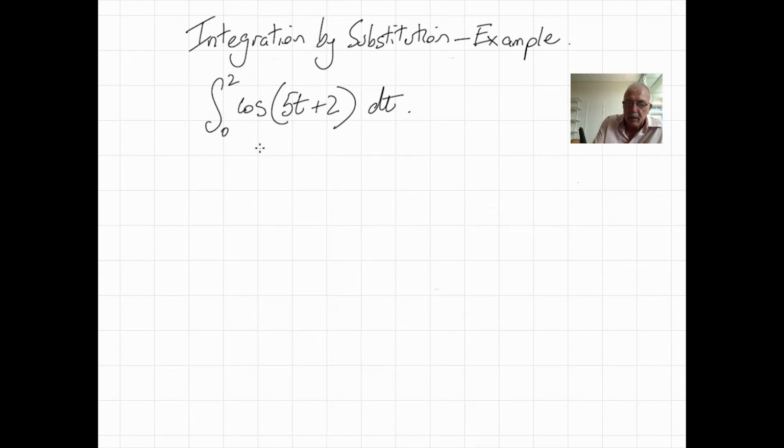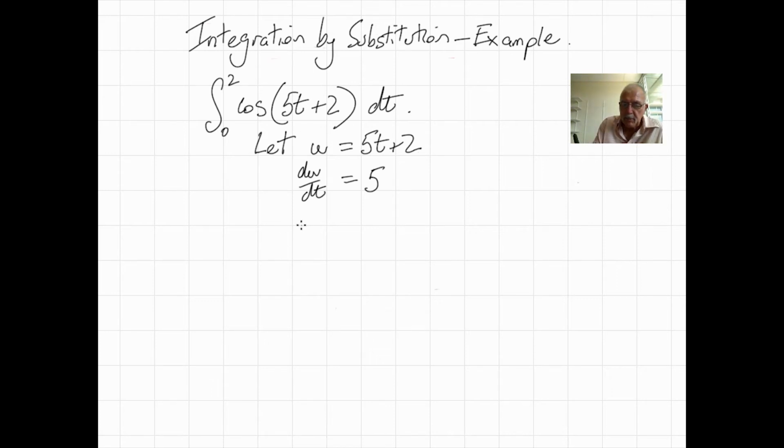So if we go to our template, our first thing is to make a suitable substitution. So let u equals 5t plus 2. The next step was to find du/dt. So du/dt is equal to the derivative of 5t, which is simply 5, and the derivative of a constant is 0. So du/dt is equal to 5.